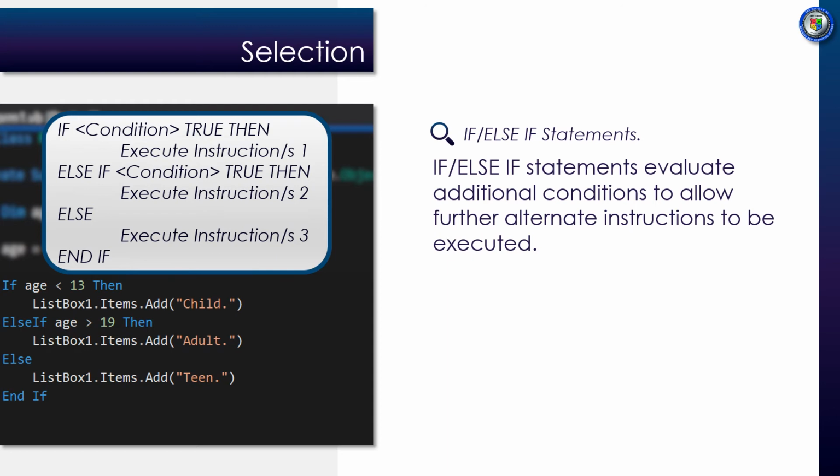And finally, if neither of the 2 conditions are met and both are false, then the third instruction will be executed and teen will be displayed in our list box. This allows the computer more options when it comes to executing instructions.